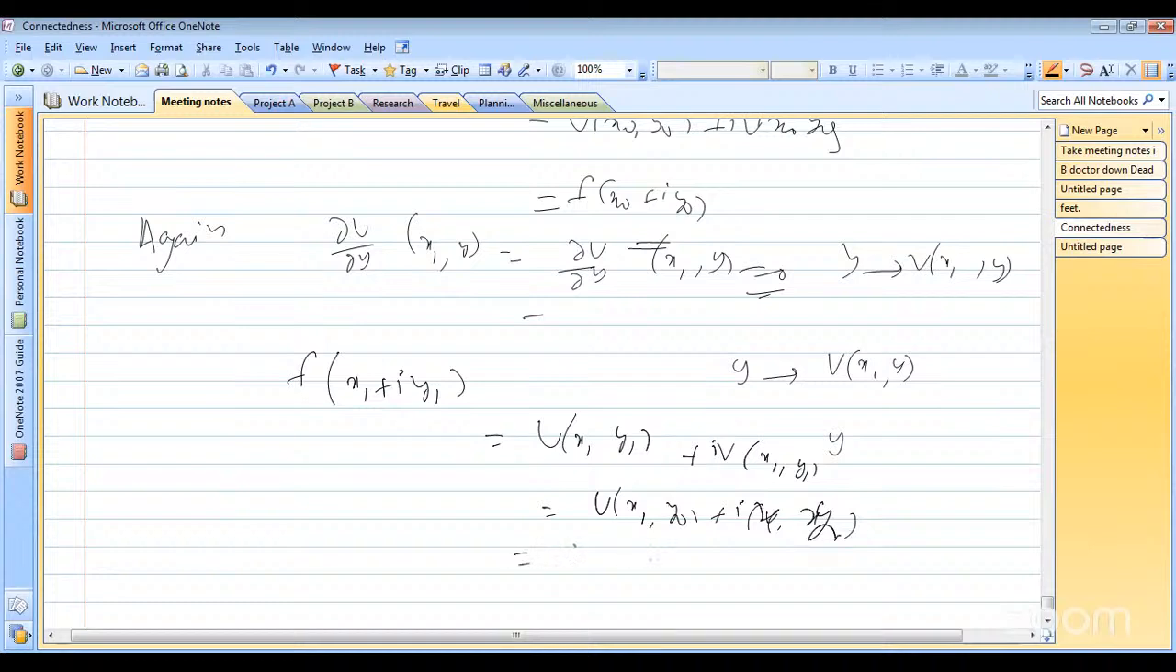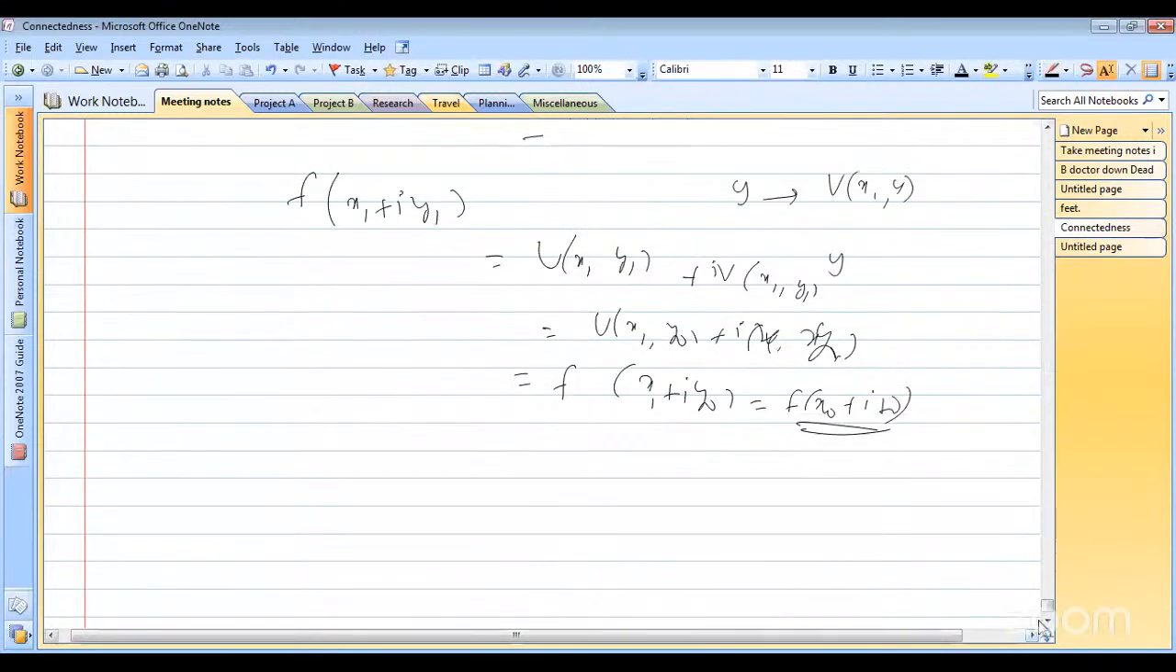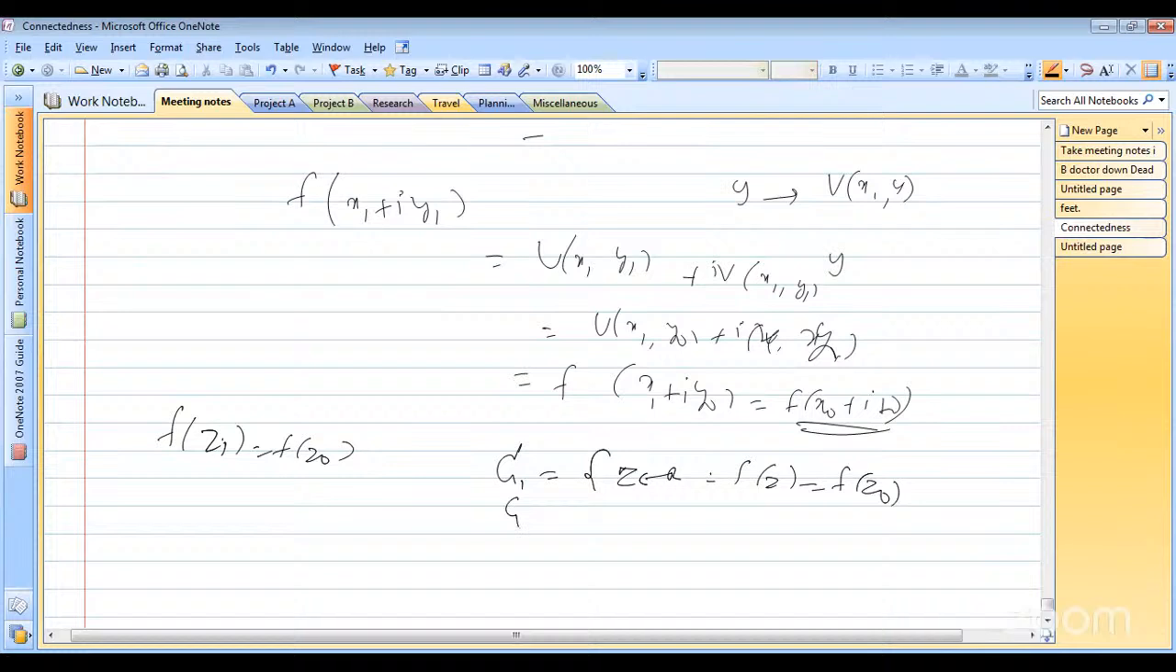So now I am getting f(x1 + i y0) equal to f(x0 + i y0). So what we have taken here is f(z) equal to f(z0). Let G1 be the set of z belonging to D with f(z) equal to f(z0), and G2 the set of z belonging to D with f(z) not equal to f(z0). That is G1 and G2, taken separately.